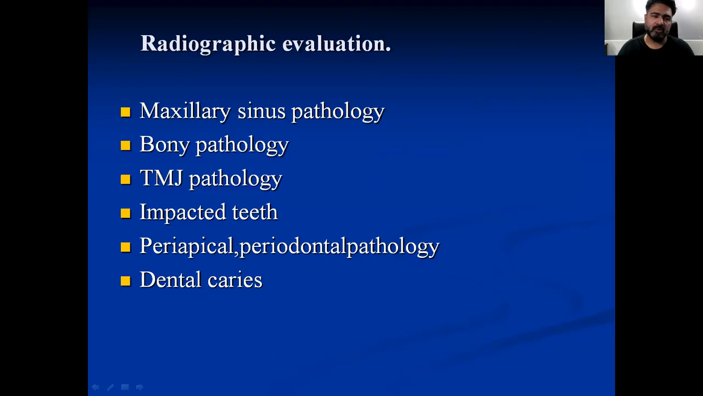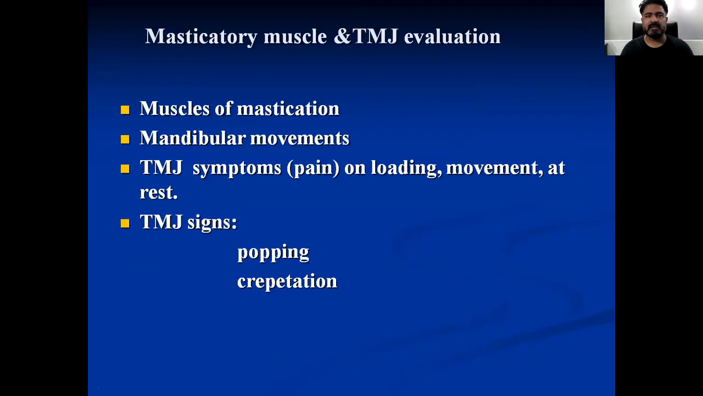Then bony pathologies, TMJ pathologies, impacted teeth, periapical, periodontal pathologies, dental caries, masticatory muscles and TMJ evaluation. Then muscles of mastication, mandibular movements, TMJ symptoms on loading and movement and rest, and signs of TMJ like popping or crepitus.